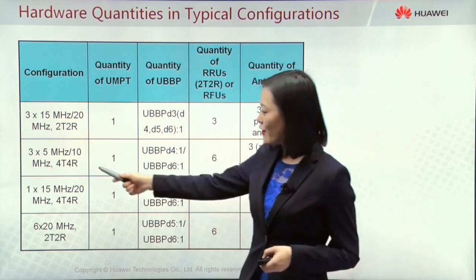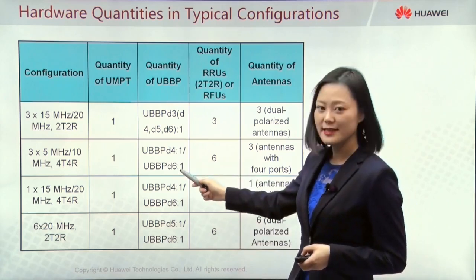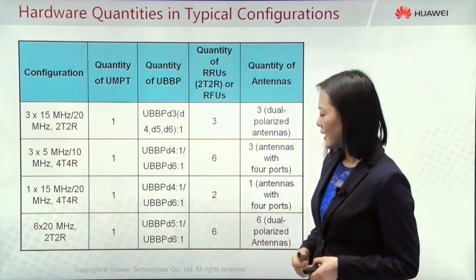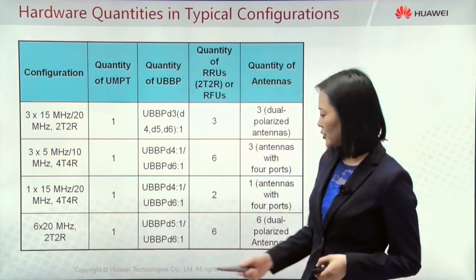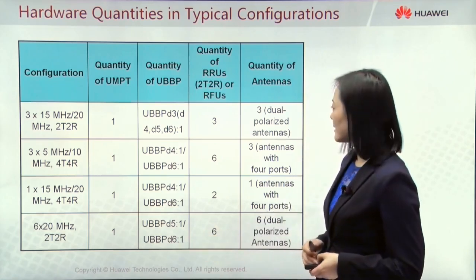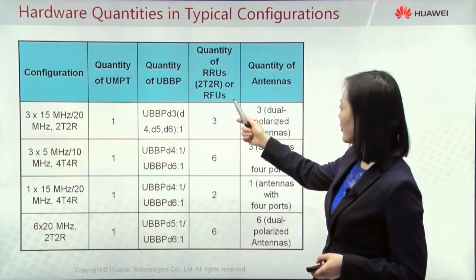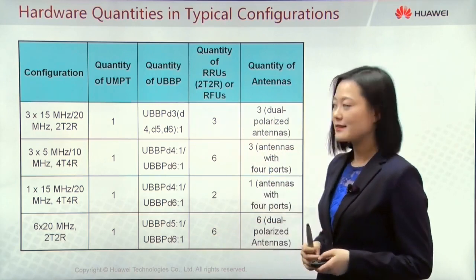While for the 4T4R here, we can only choose D4 and D6. And if the site is configured as 6 cells, we can choose D5 and D6. And the other parts for the RF unit and antenna unit are the same as the last slide.